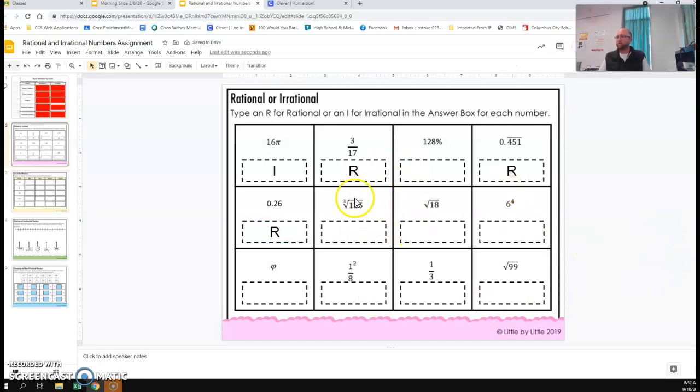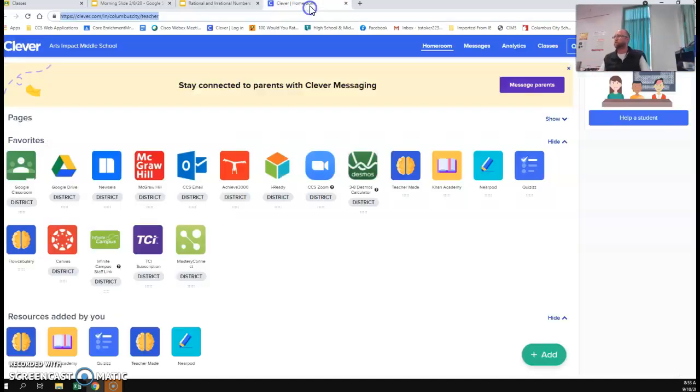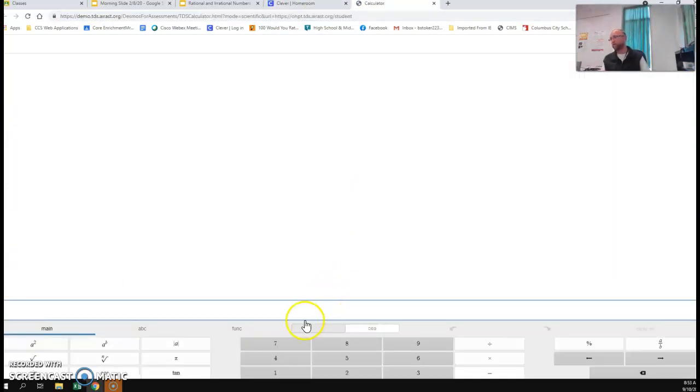A couple of these other ones I want to look at here. I'm going to jump around, but let's look at the square root of 99. Now, if you think back to what I was saying, the square root of a number is where you take whatever is inside this radical symbol. Is there an integer that you can multiply by itself to get 99? Well, let me show you a little bit. It's the Desmos calculator, by the way. If you've not favorited that and you're clever, go ahead and do that.